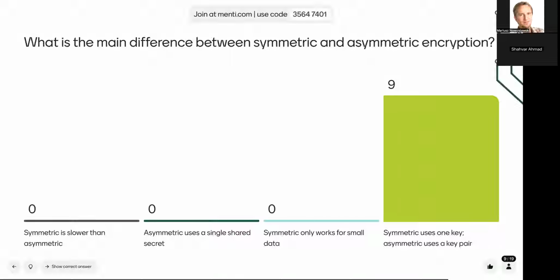Yes, this one is quite easy. The distractors are quite obvious distractors. So yes, in symmetric encryption, you only have one key, and it is used for encrypting and decrypting. That's why it's called symmetric, because you're basically reusing the same key in both directions.